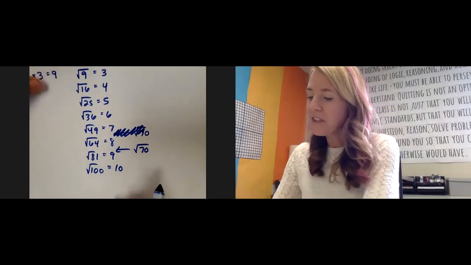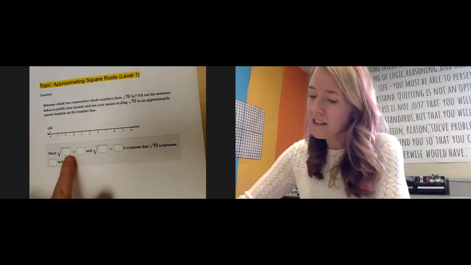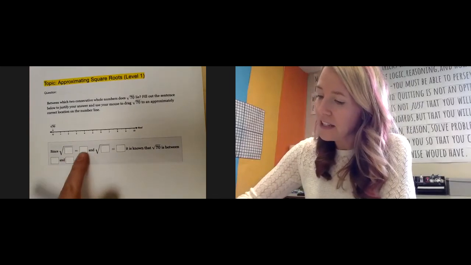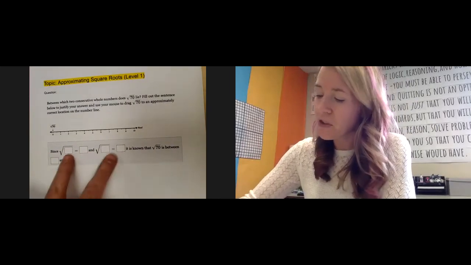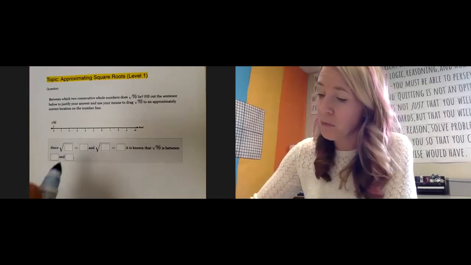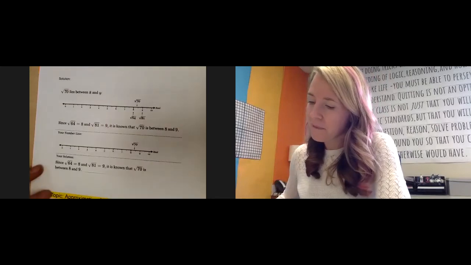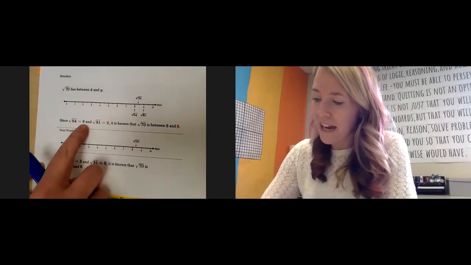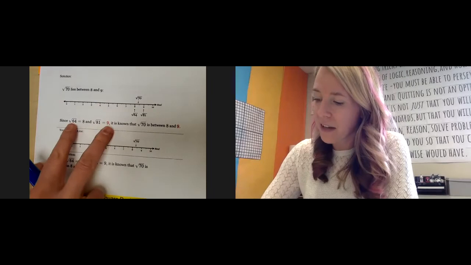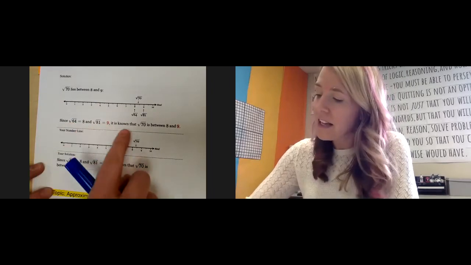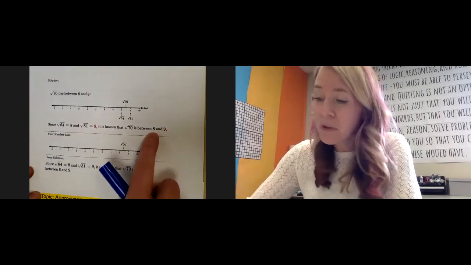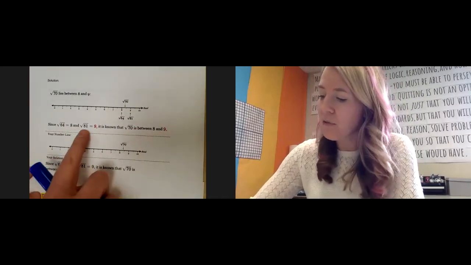So what you have to do, since it's the square root of 70, is pick those 2 numbers. This is a weird part. It's sometimes just the formatting, and I'll show you because it's already written on the next page. Since the square root of 64 is 8 and the square root of 81 is 9, which I just showed you on my list, the square root of 70 is going to be between 8 and 9. So that's how you're going to fill that out.